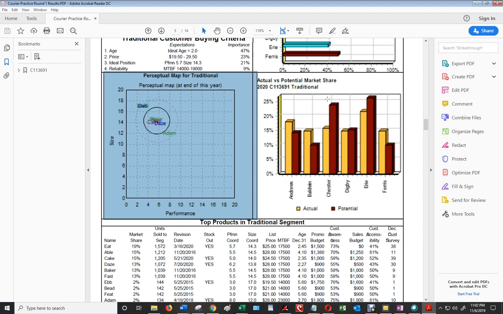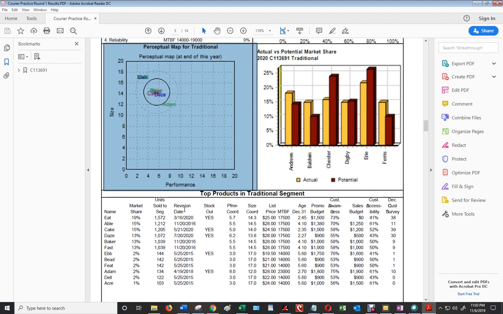So what happened is other teams that may not have even had as good a product ended up getting that demand that they could have had, and that's why you see Ferris outstripped its potential. And that's why Andrews outstripped its potential. See how its actual is higher than its potential? And that's why Baldwin did as well. It's because there was a really good product here from Chester, but they just didn't make enough of it. So what I'm seeing here is Chester needs to learn to forecast sales better.